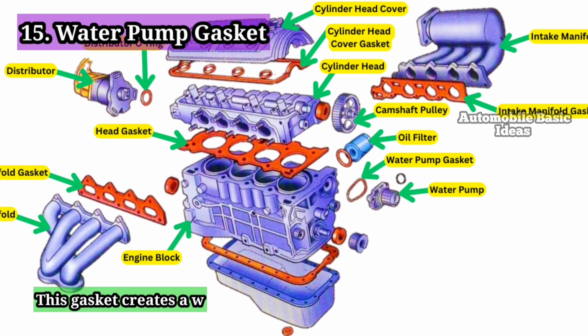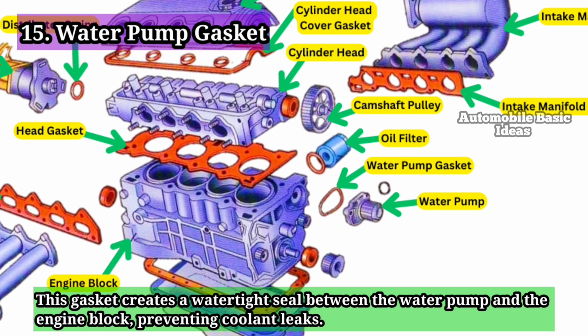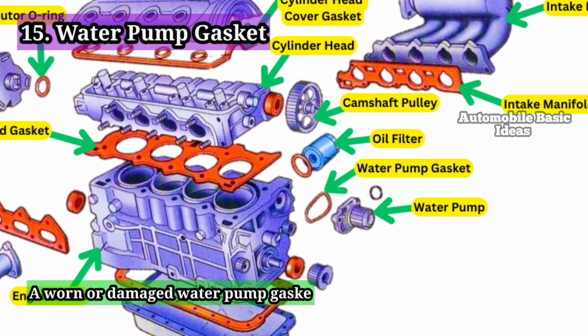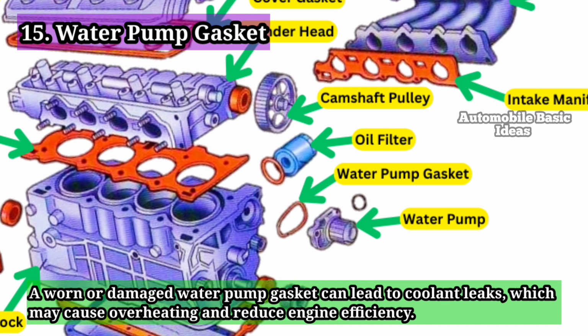15. Water pump gasket. This gasket creates a watertight seal between the water pump and the engine block, preventing coolant leaks. A worn or damaged water pump gasket can lead to coolant leaks, which may cause overheating and reduce engine efficiency.